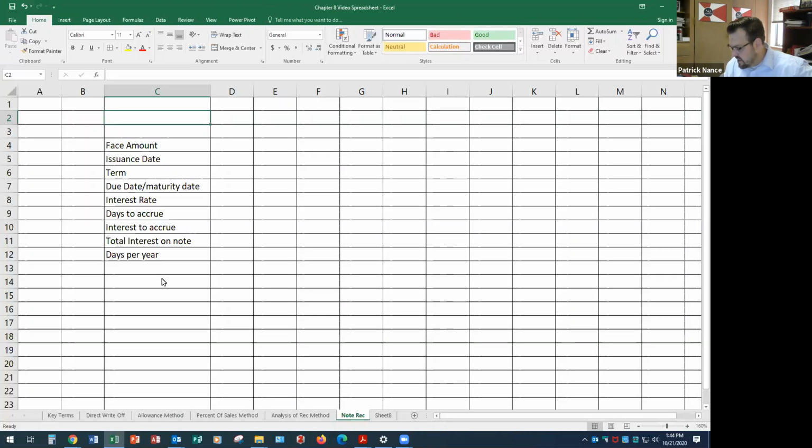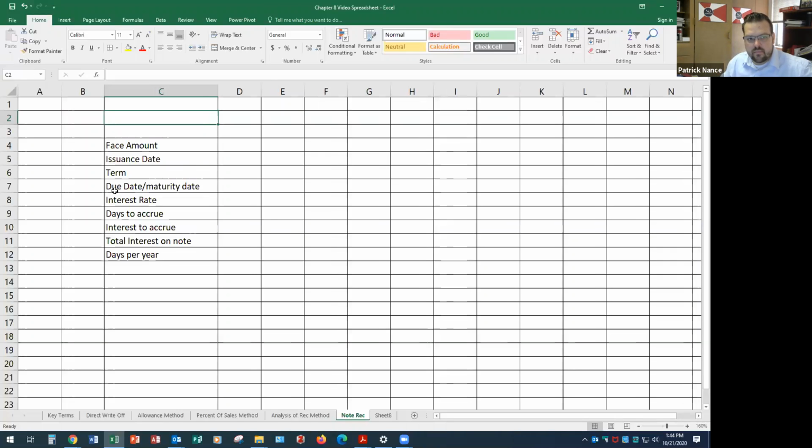The due date or maturity date is the date when the note is to be paid. So when it comes due, when I owe the money, and usually that's both principal and interest. The term of the note is the length of time that the note is outstanding, so the time between the issuance date and the due date. And then the interest rate is a rate of interest that must be paid on the face amount of the note for the term of the note.